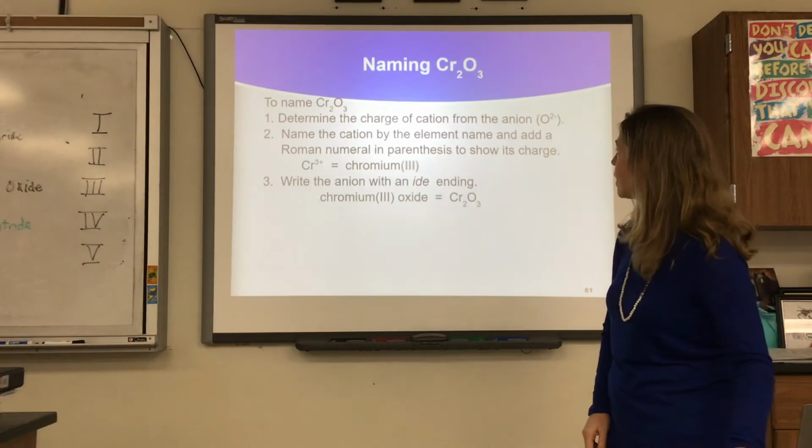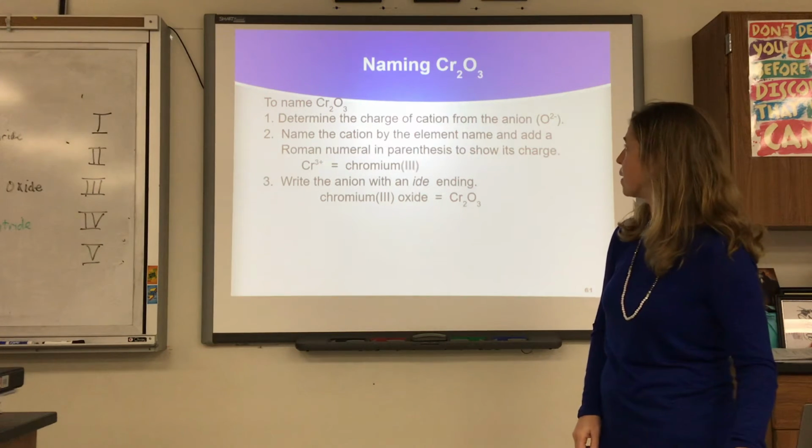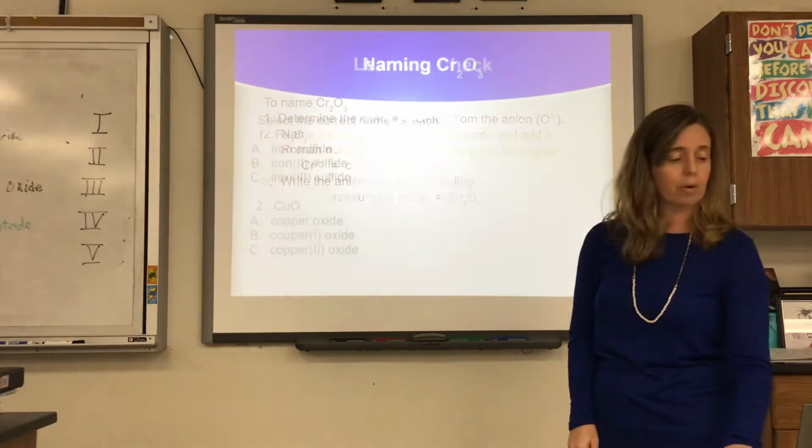You determine the charge of the cation from the anion. You name the cation followed by the element name and add the Roman numeral, okay?